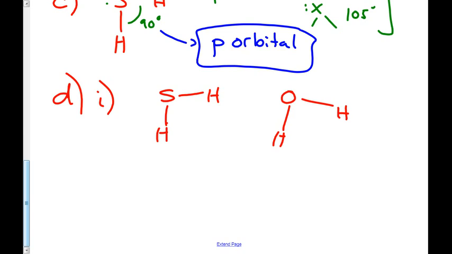Okay, please think about this really hard. It's asking about the difference between London forces. I don't want to give this away. Anybody want to tell me what they're thinking? What's the difference? Or just tell me in generalities how you would approach a problem like this.